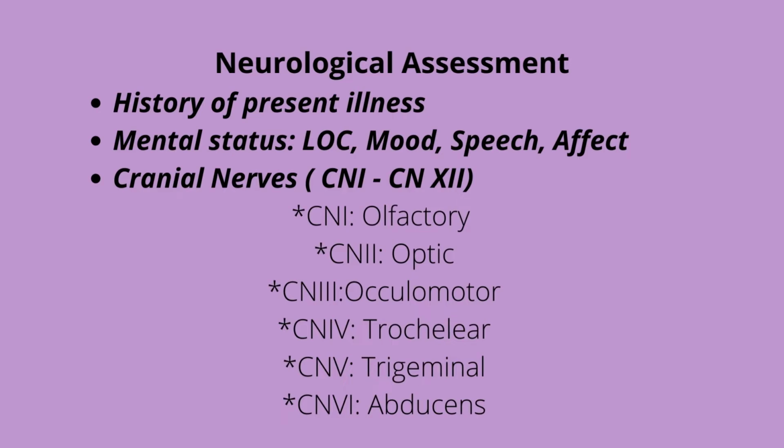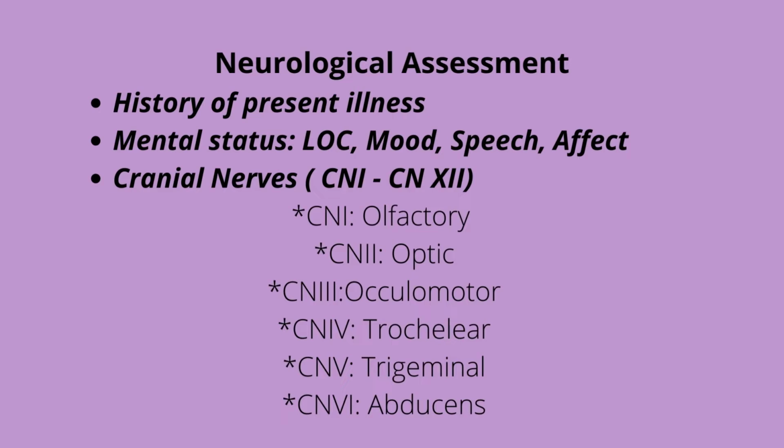The second thing we're going to check will be the mental status of the patient, right? With the mental status, it will be checking the cognition, the orientation, the affect, the LOC, which is the level of consciousness, the mood, as well as the speech. We're going to also assess the cranial nerves, right? With the cranial nerves, there are 12 cranial nerves that we need to assess.